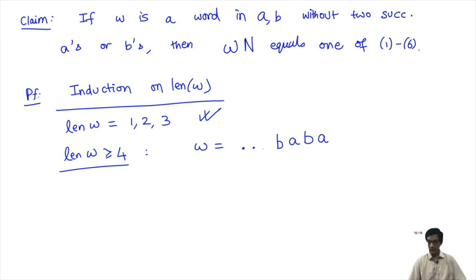After that, I don't know what happens. There could be more letters, there may not be more letters, so I'll just put dots there. It may or may not exist. So W looks like this. Let me look at the coset of W now. WN is, what is this? This is dot dot dot B A B A N.